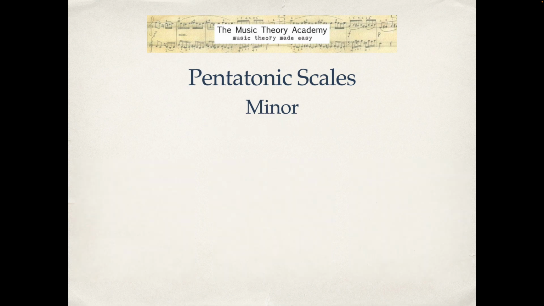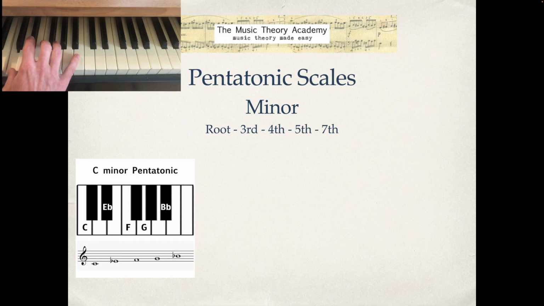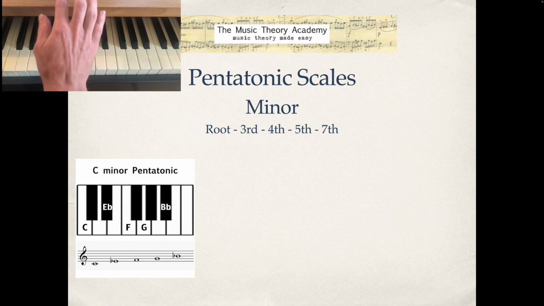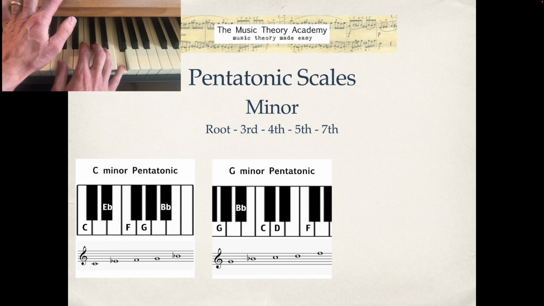In the minor pentatonic scales, slightly differently. We go root, 3rd, 4th, 5th, and 7th. So let's have a look at those examples again. The C minor pentatonic now would be C, E flat, F, G, B flat. The G minor pentatonic would be G, B flat, C, D, and F.